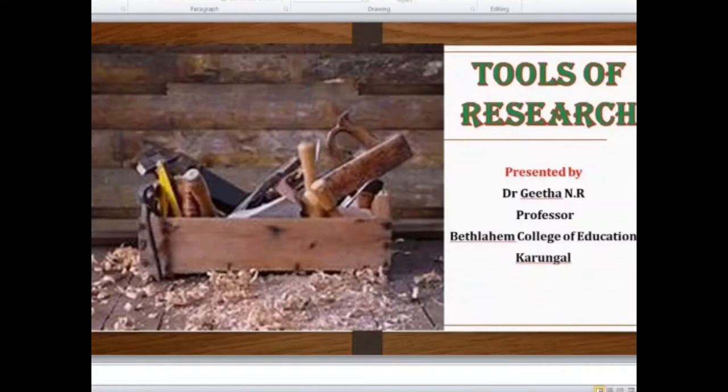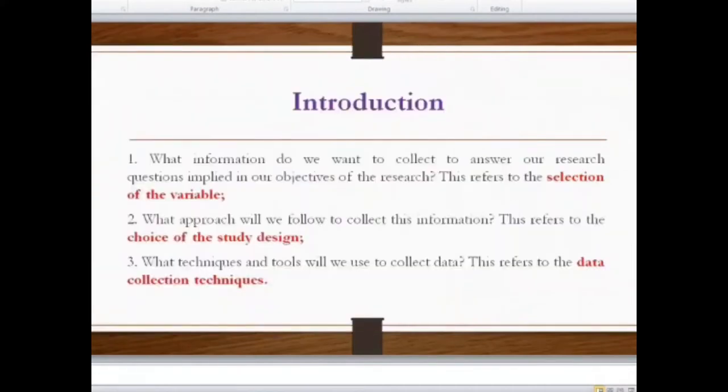So, whenever we plan for collecting data, we should ask ourselves the following questions. What information do we want to collect to answer our research questions implied in our objectives of the research? This refers to the selection of the variable. And the second question is, what approach will be followed to collect this information? This refers to the choice of the study design. And the last question is, what techniques and tools will be used to collect data? This refers to the data collection techniques.